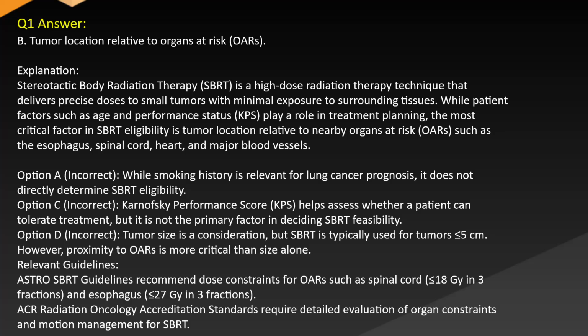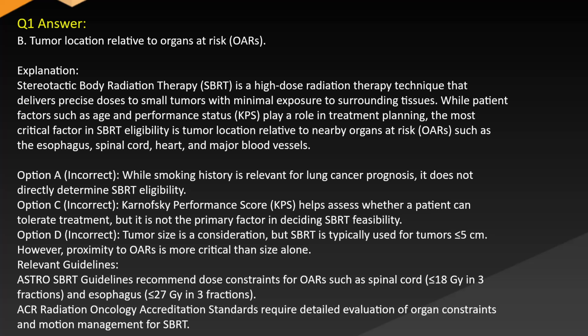While smoking history is relevant for lung cancer prognosis, it does not directly determine SBRT eligibility. Option C is incorrect. Karnofsky performance score (KPS) helps assess whether a patient can tolerate treatment, but it is not the primary factor in deciding SBRT feasibility. Option D is incorrect. Tumor size is a consideration, but SBRT is typically used for tumors under 5 centimeters. However, proximity to OARs is more critical than size alone.